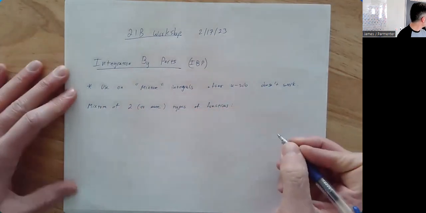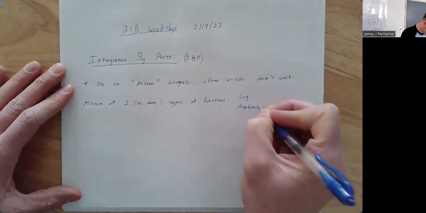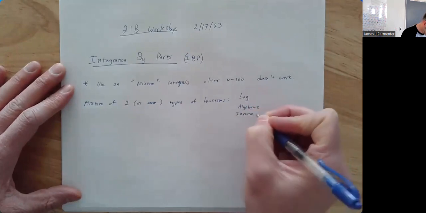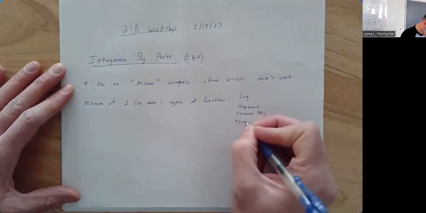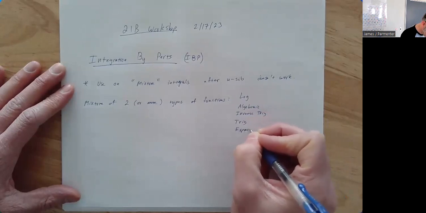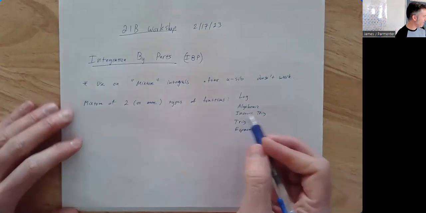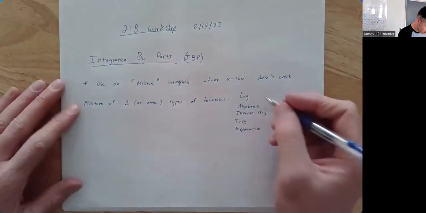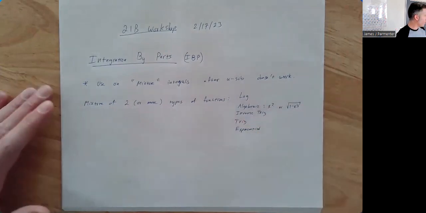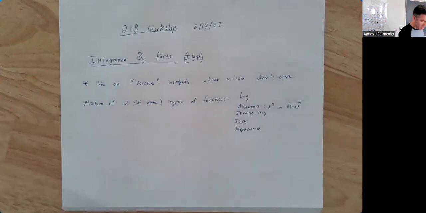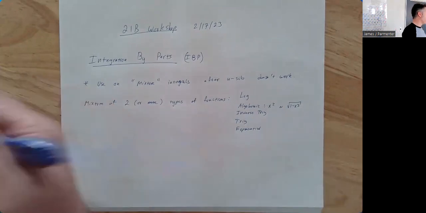The types being logarithmic, algebraic, inverse trig. I wrote this in the wrong order, that's fine. Trig and exponential. Logarithmic is self-explanatory. When I say algebraic, I just mean powers of x, like x squared or the square root of 1 minus x cubed, where you don't have any other kinds of functions showing up. Inverse trig and trig are both self-explanatory. Exponential is like e to the x or 2 to the x.